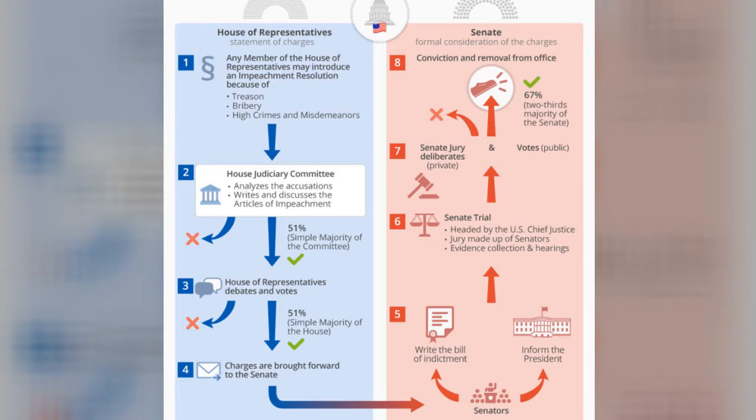If a simple majority, that means 51% or more of the House of Representatives, votes in favor of those articles of impeachment, then the president is impeached. But that doesn't mean the president is kicked out of office. That doesn't mean the president is removed from office.